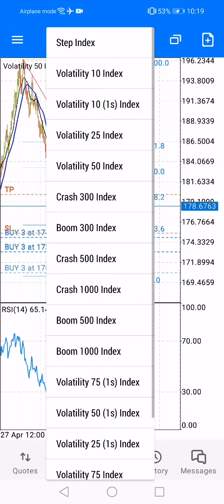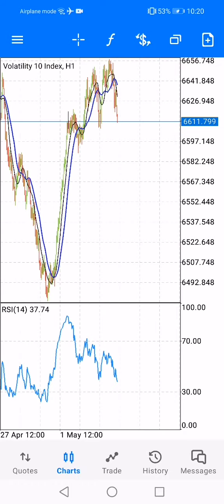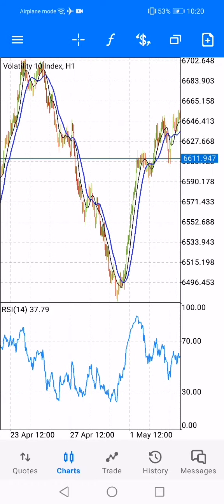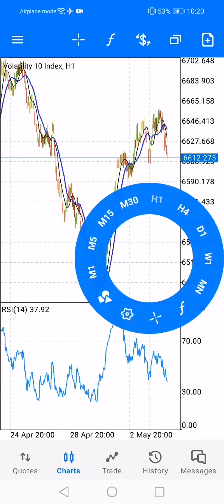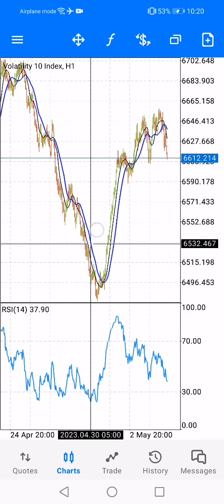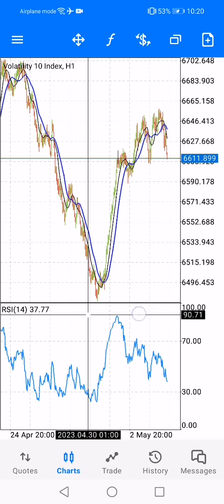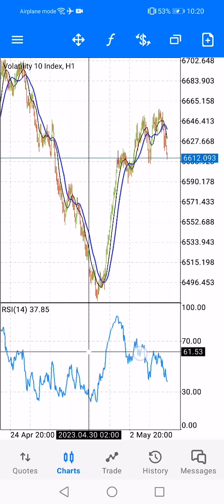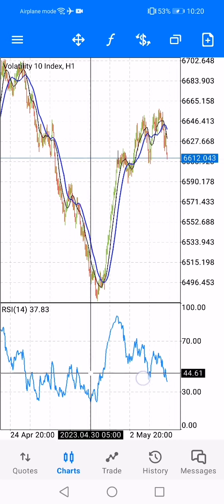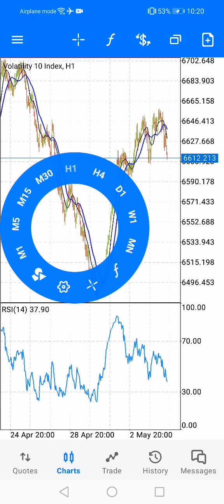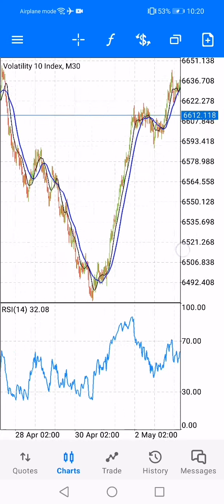Now let's go to other volatilities like V10. The same thing has happened here. Look at this. On 1 hour the price is what? It's oversold. You see, it's oversold on this day. This was on the 30th of April. I think that was, was it Sunday? Yeah, it was oversold. Now you go to lower time frames.